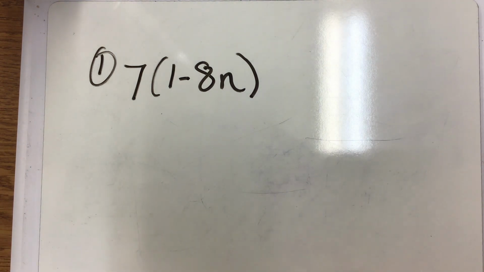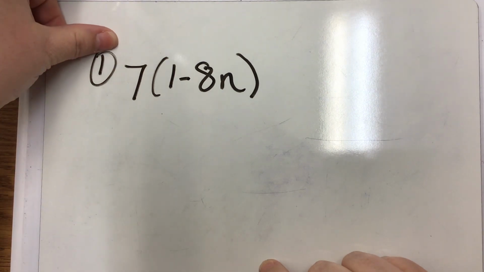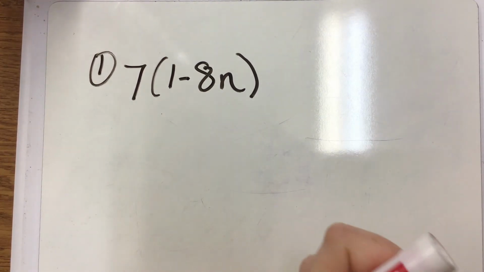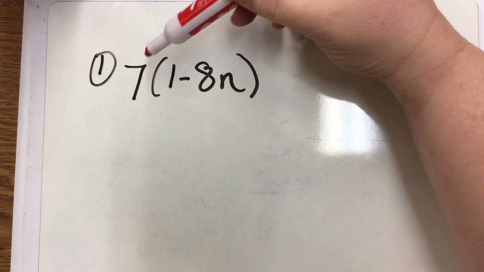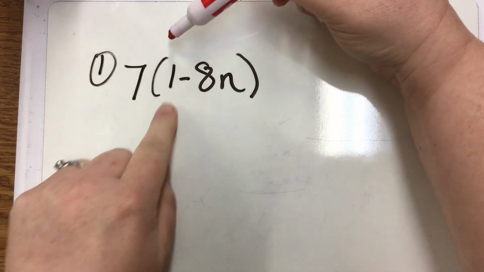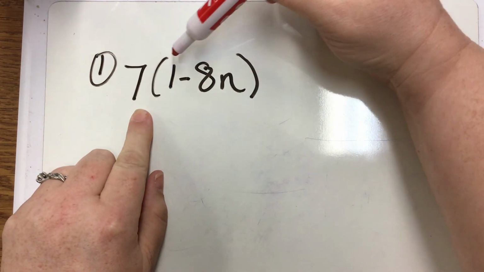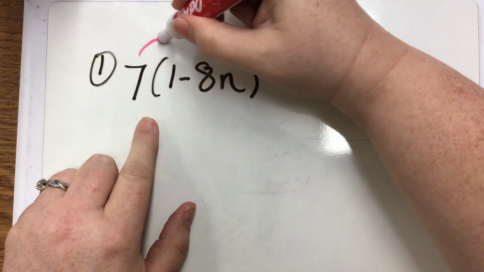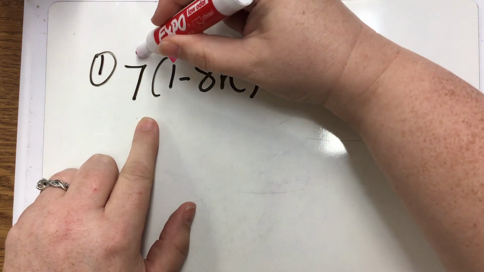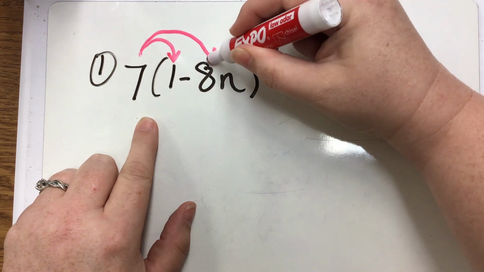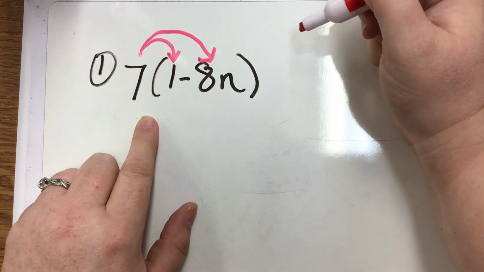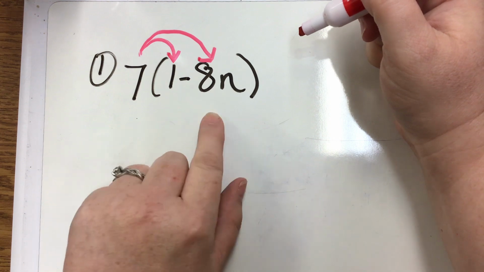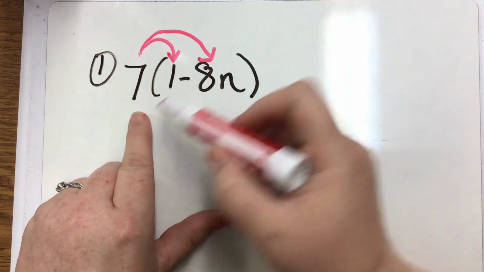All right, so here we are distributing and combining like terms today. So what that means is I'm going to take this number that is outside the parentheses and distribute it to everything inside the parentheses. And remember, when we distribute, we always multiply to everything inside. Okay?